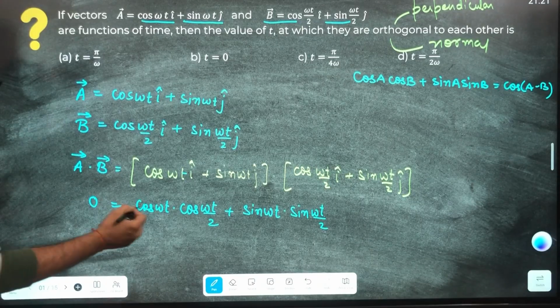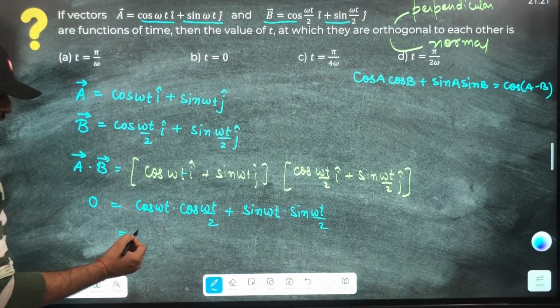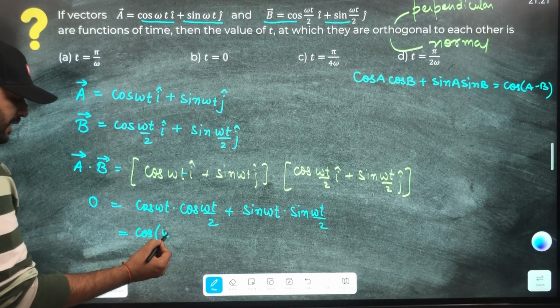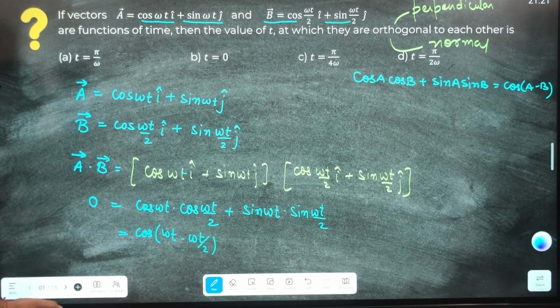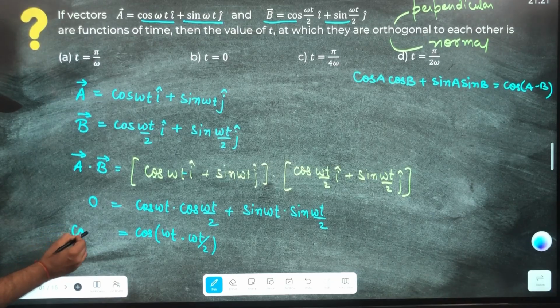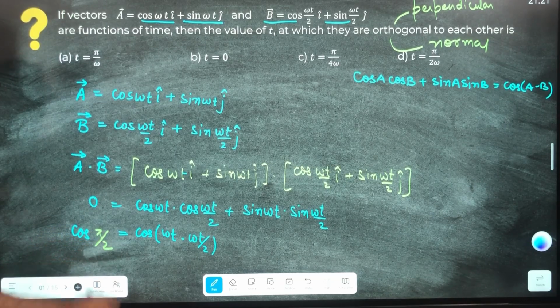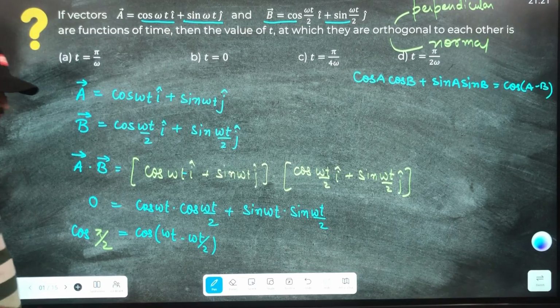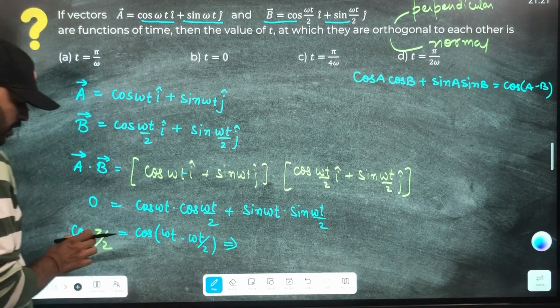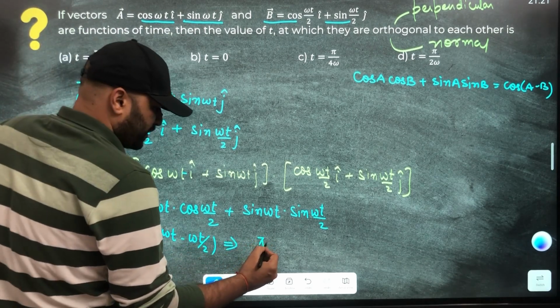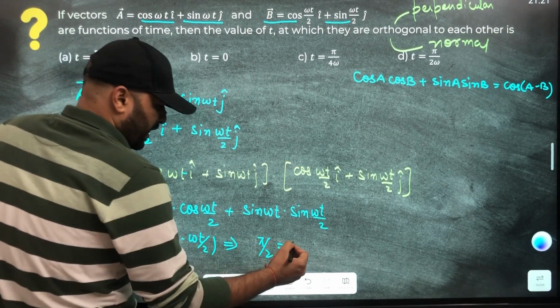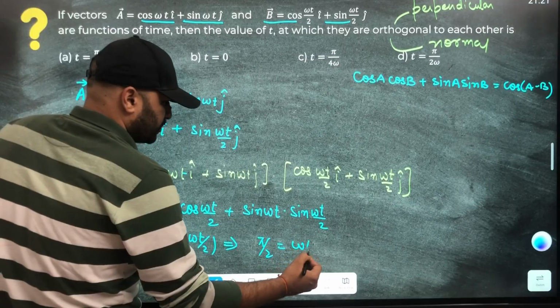So let's substitute here. A is ωt and B is ωt/2. So this will be cos(ωt minus ωt/2), correct? On the other side, what is 0? Cos 90 degrees is 0. So cos π/2 is 0. Let's cancel out this cos with cos. And what are you left with? If cos 90 is equal to cos of this thing, then 90 must be equal to this. So π/2 is equal to ωt minus ωt/2.